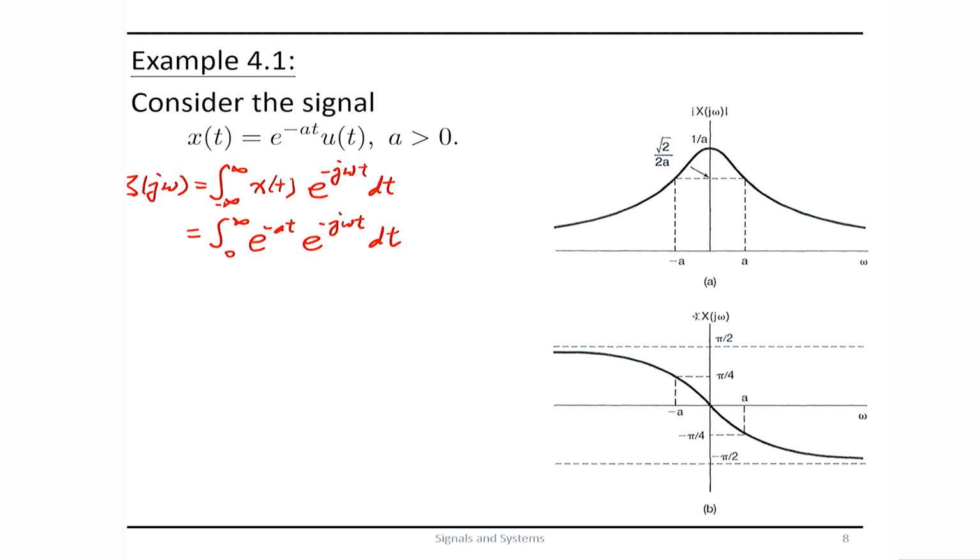So the rest is just algebra. You integrate this, and this will give you 1 over minus a plus j omega.